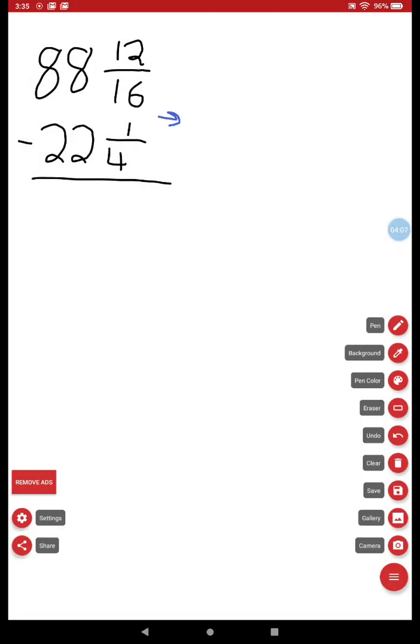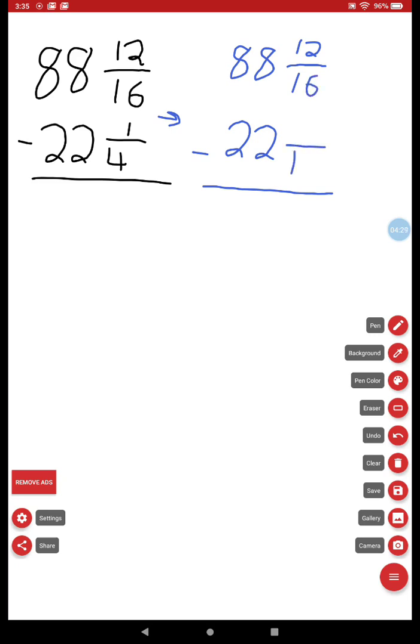Remember, when I rewrite the problem, I keep the subtraction sign, keep the equal bar, keep the whole numbers, 88 and 22. Fraction bar, 12/16. And now I'm going to convert that 1/4 into 16ths as well. 4 times what equals 16? 4 times 4. That means I take 1 times 4. 1 times 4 gets you 4.